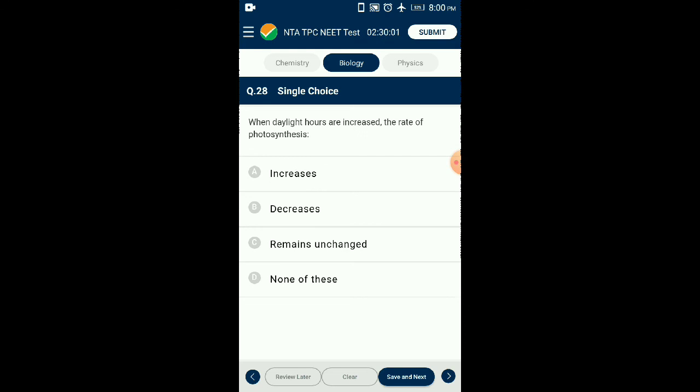Question number 28. When daylight hours are increased, the rate of photosynthesis is affected by several internal factors as well as external environmental factors. The external factors affecting the rate of photosynthesis are availability of light, temperature, carbon dioxide concentration, soil water. So the answer for this question is option C, remains unchanged.